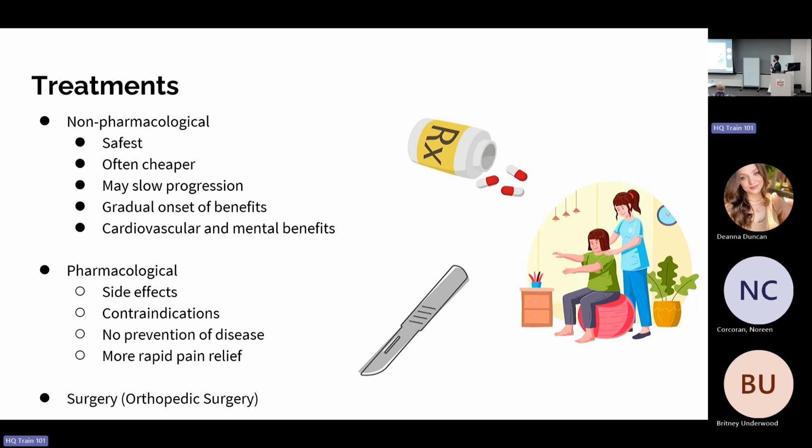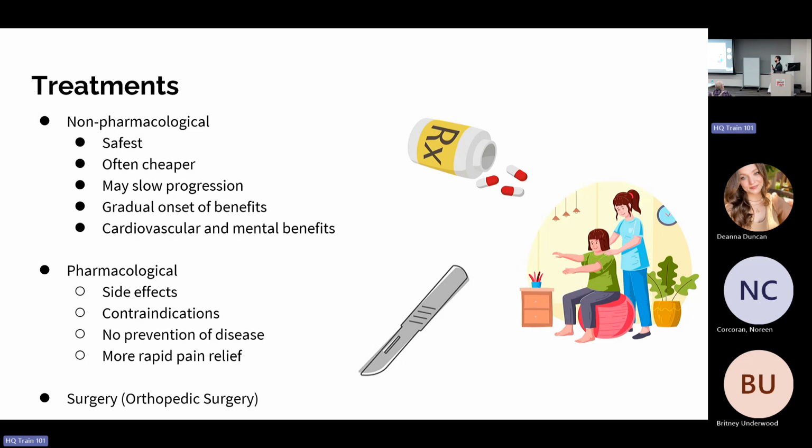So when we're thinking about treating osteoarthritis, as our last speaker gave a great talk about, we really push non-pharmacological treatments. Why? They're safer, they're often cheaper. They can actually, it's the only thing that has been shown to potentially slow the progression of osteoarthritis, which does not have a cure. But they do have a gradual onset of benefits. Many of the treatments also offer benefits outside of reducing your joint pain and improving your mobility and function. They also have cardiovascular and mental benefits as well, and higher quality of life.